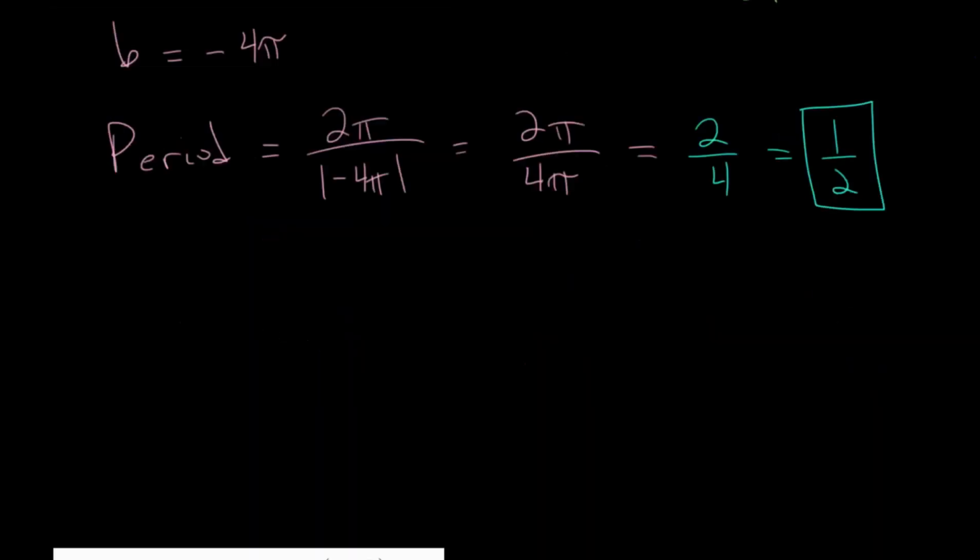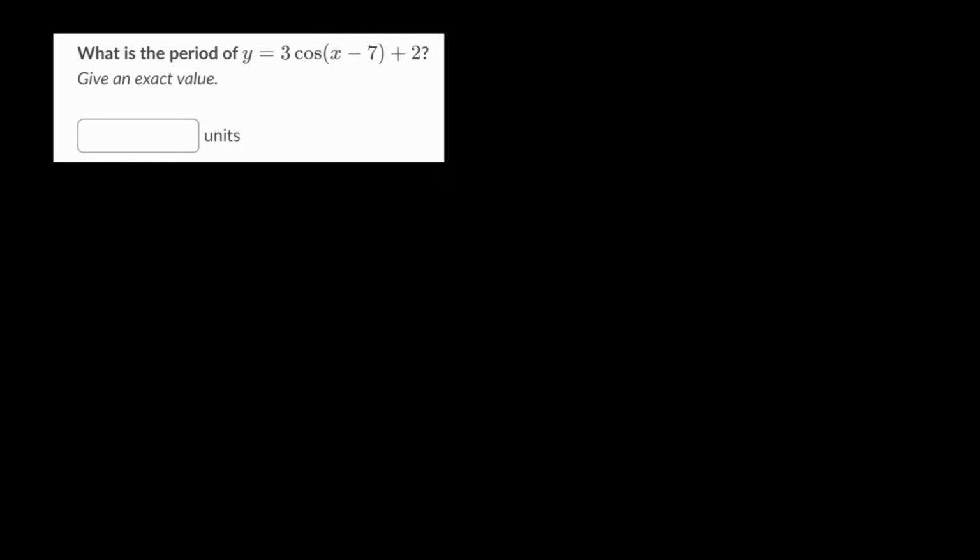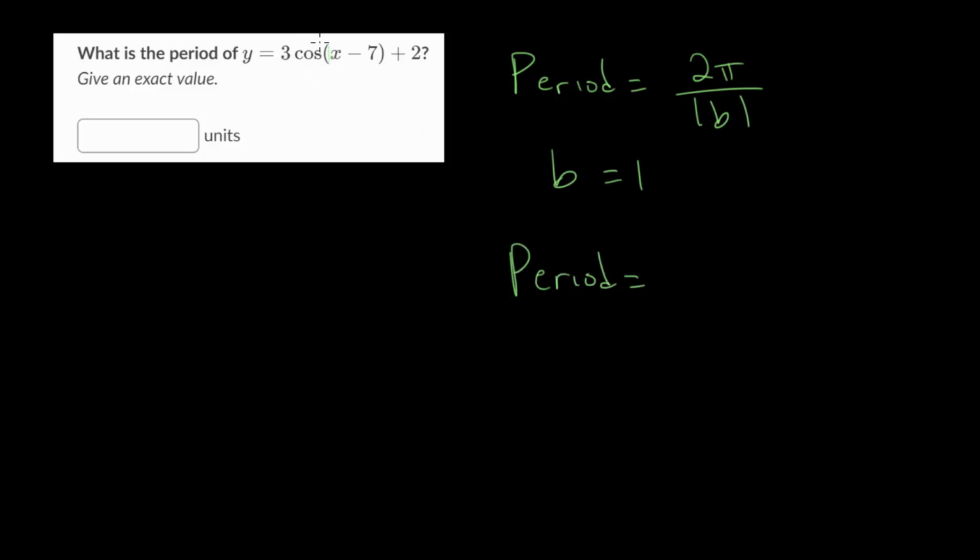Now, if we move on, we can do a couple more example problems. But in all of these, we just need to determine what that coefficient on x is, and then use the formula for the period. That the period is 2 pi over the absolute value of b. And in this case, the coefficient on x is just 1. So b in this case is 1. Meaning that the period of this cosine function is 2 pi over 1, or just 2 pi.